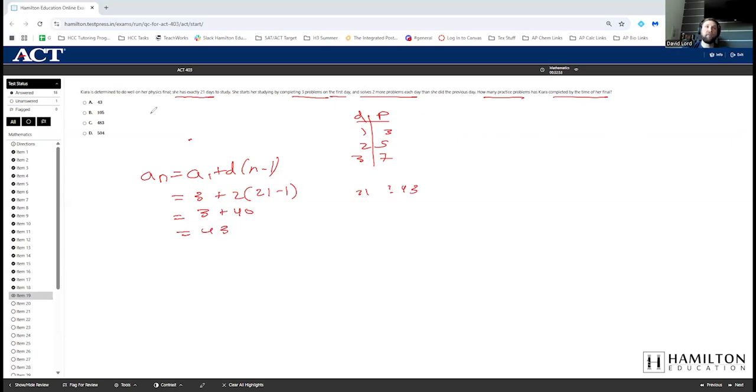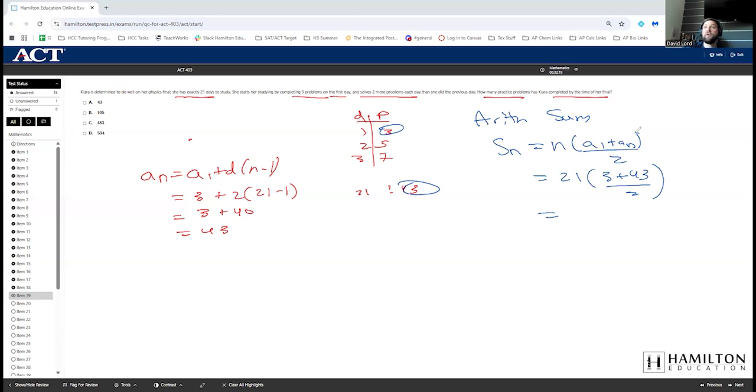But we don't want to stop there and pick A. We want to do the sum formula. So this is how we get to the final. The arithmetic sum, the last time I did n over 2. This time we're going to do first term plus last term over 2, also known as the average of the terms. So then we would have a total of 21 terms. The first term is 3, because she had 3 problems. On the 21st day, she did 43. Divide that by 2, and we get 21 times 23, which is 483.